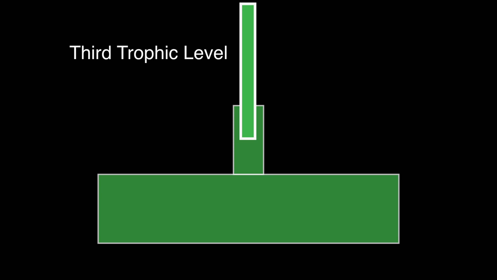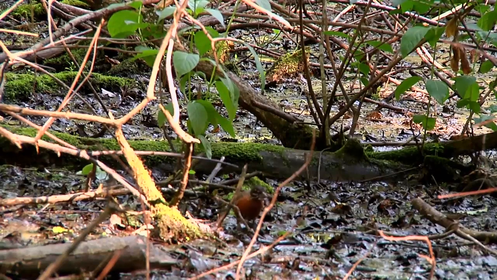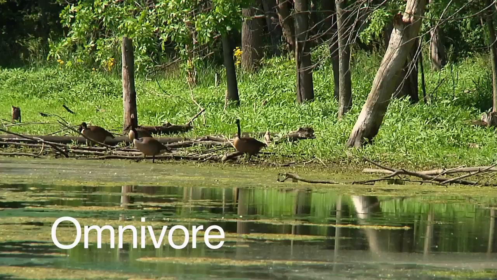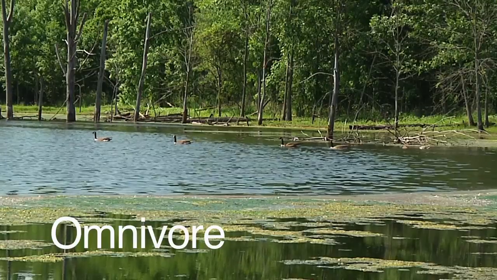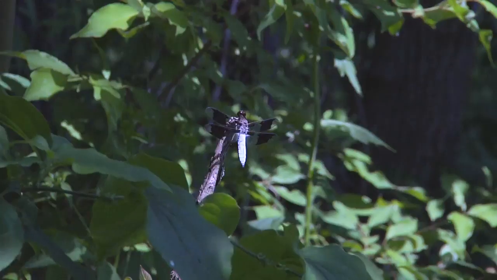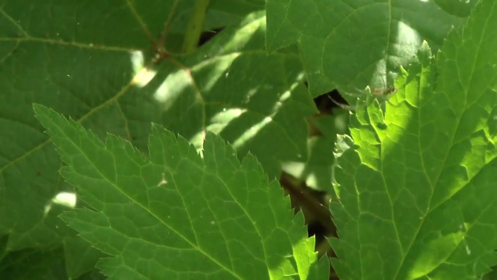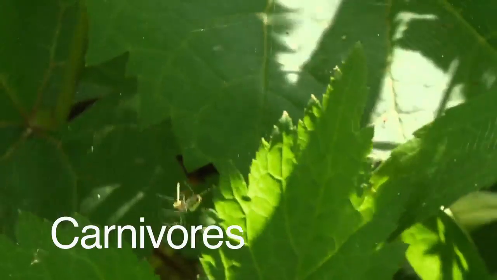The third trophic level consists of organisms which eat organisms found in the second trophic level. The organisms in this third trophic level may also eat from the first trophic level. If the organism eats from both the first and second trophic levels, they are called omnivores, meaning that they eat both plants and animals. If the organism eats from only the second trophic level, they are called carnivores, meaning they only eat other consumers. Many ducks are secondary consumers.